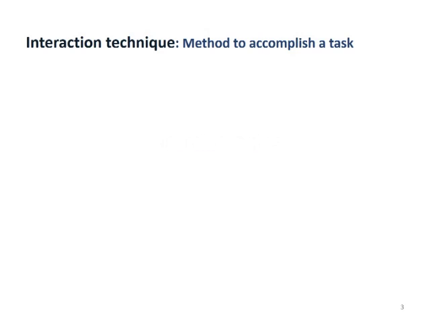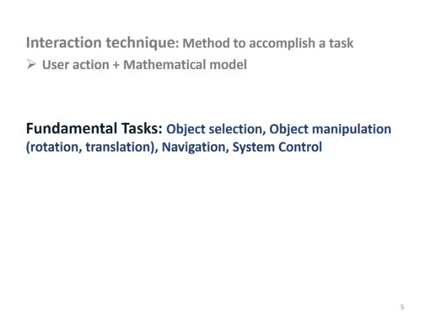To begin with, let me first talk a bit about some terminologies of interaction techniques, including navigation techniques. Interaction technique is a method consisting of all software and hardware elements to accomplish a task. Importantly, interaction techniques are defined using the user actions with some mathematical models. The task can range from simple to complex. Usually, a complex task can be achieved by performing the combination of simple tasks.